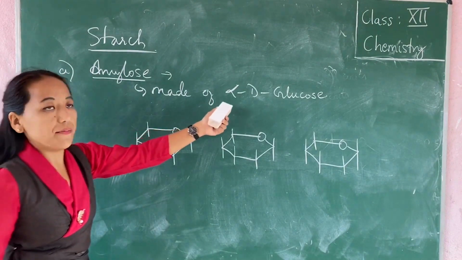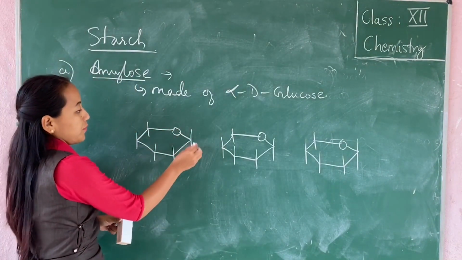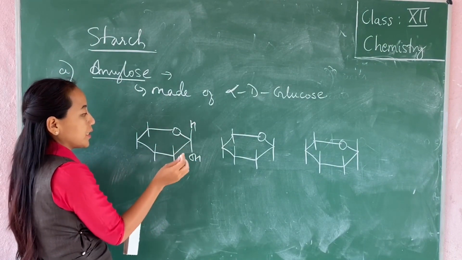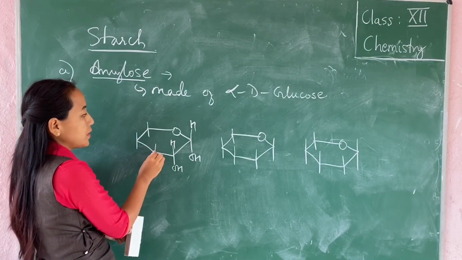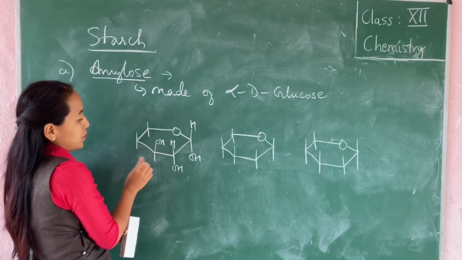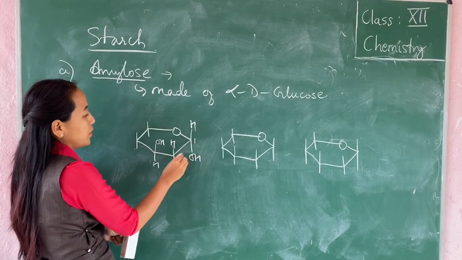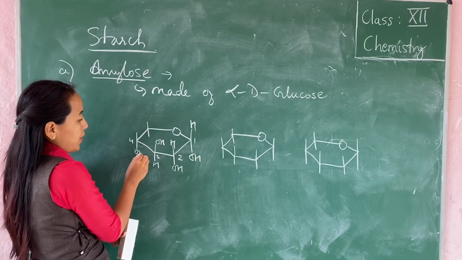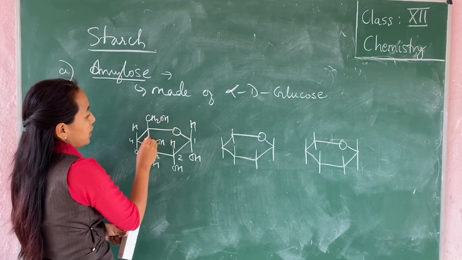Now alpha means, again, OH is on the right, therefore it will come at the bottom of the first carbon atom, OH, H. And then you have on the second carbon OH on the right, therefore at the bottom. On the third carbon atom, it is on the left, therefore it comes at the top, and then your hydrogen, and then you have the fourth carbon atom, 1, 2, 3, 4. On the fourth carbon atom, OH is on the right, therefore at the bottom, H, CH2OH, and then H.